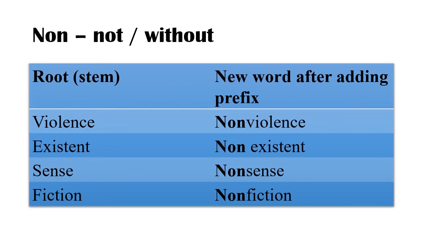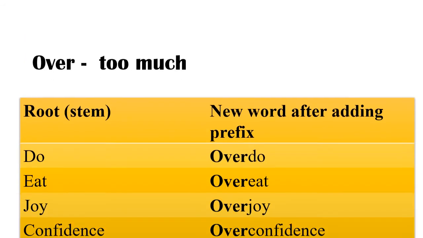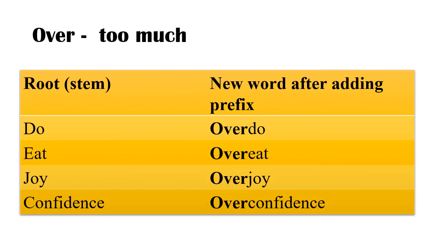Non means not or without. The words formed after adding prefix non are nonviolence, non-existent, nonsense, non-fiction. Over means too much. The words formed after adding prefix over are overdo, overeat, overjoy, overconfidence.